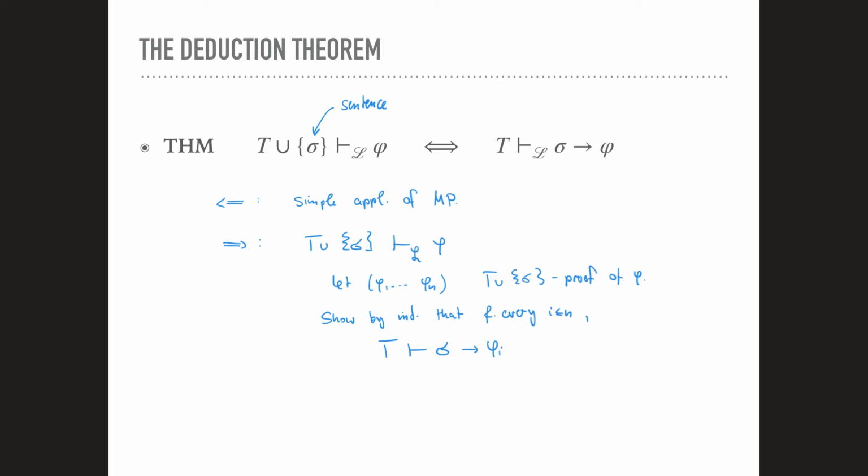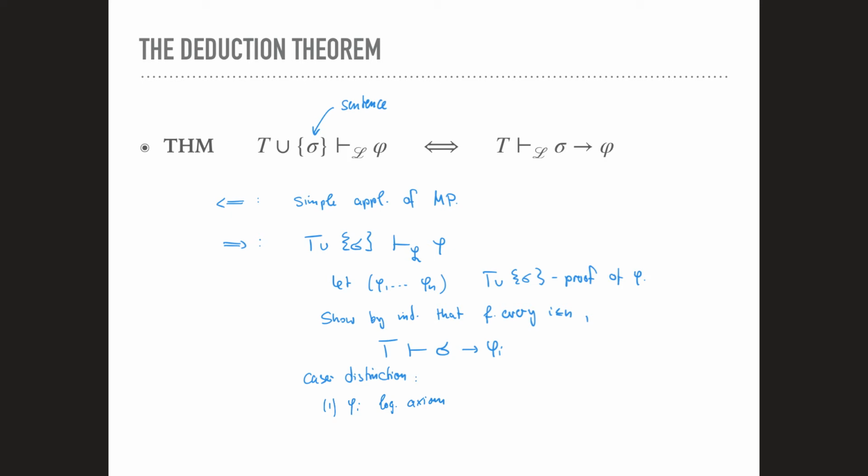And you do this by a case distinction, depending on how the formula phi i was obtained in the proof sequence. So it can be either through a logical axiom, or because it's an element of T union sigma, or by means of a rule. And I'm going to show you how to do it for one case. So the first case would be, for example, that phi i is a logical axiom.